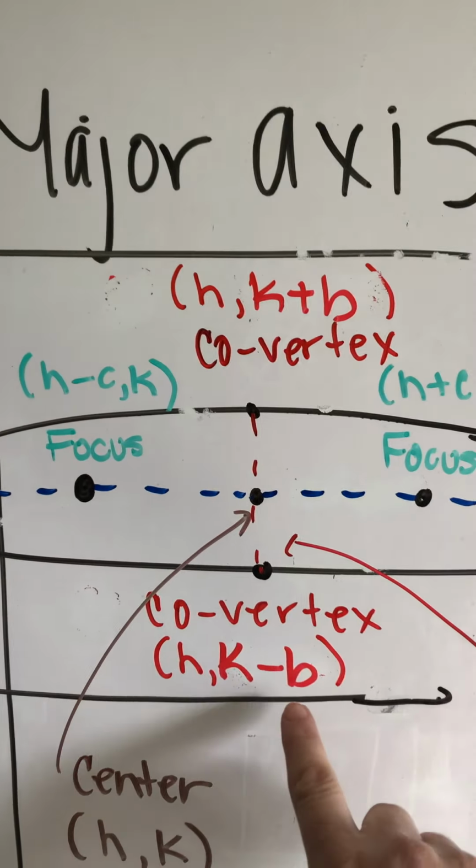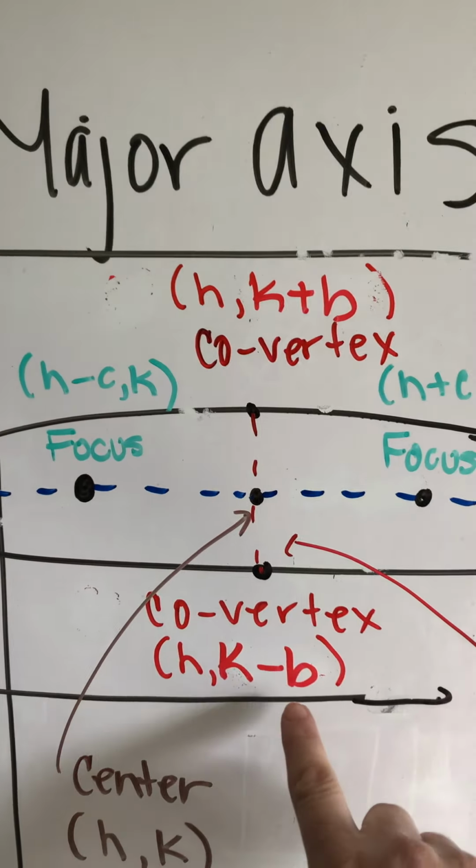So here's some things you need to know. The focus is C away from the center on the major axis. The major axis is 2 A's long. The minor axis is 2 B's long. And so what this means is that A is always greater than B, because A is half the length of the major axis and B is half the length of the minor axis, and A is always greater than B. That's actually important to know. Let's go to an ellipse that has a vertical major axis.